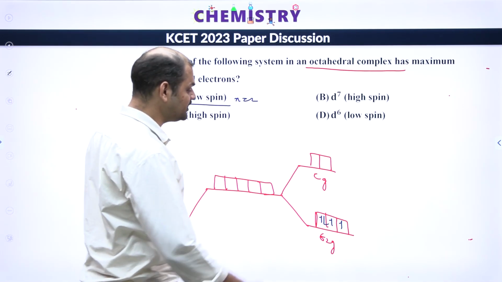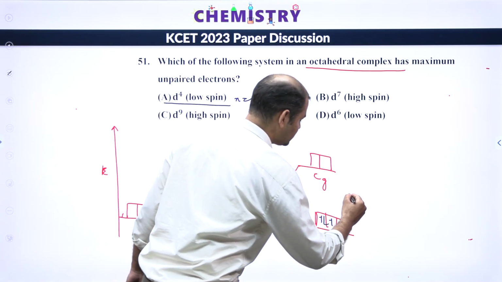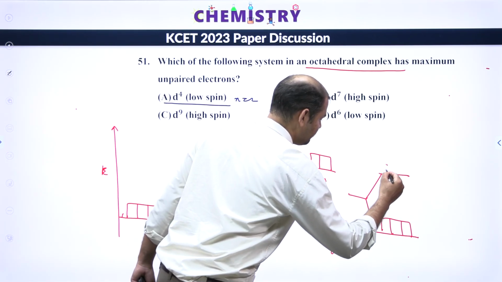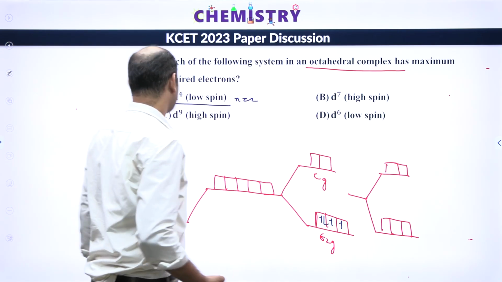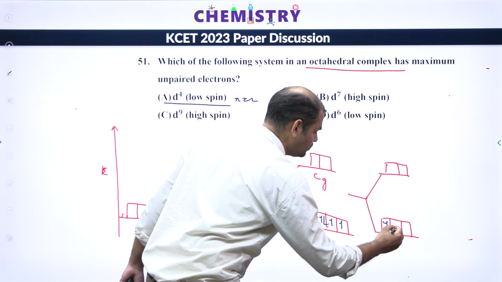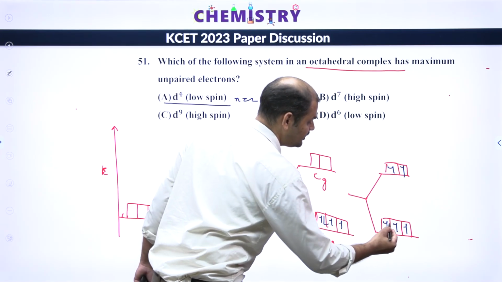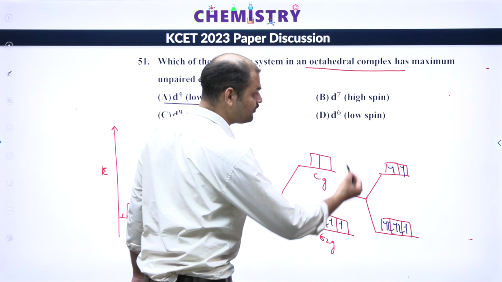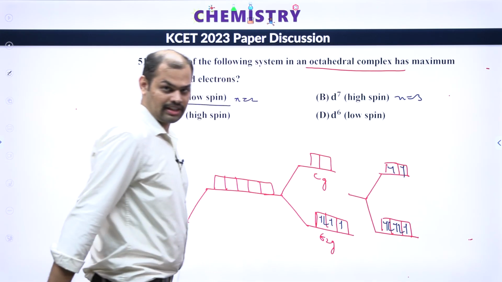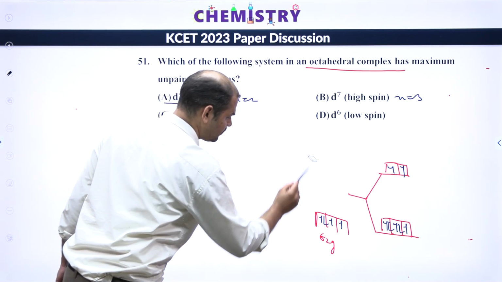Let us check the next one, D7 high spin. In this case, I am going to draw a new diagram for this. Observe carefully. For D7, they have mentioned high spin, so we have to fill the electrons in this manner. First electron, second, third, fourth, fifth electron, then followed by the sixth and seventh electron. After filling 7 electrons, we have 3 unpaired electrons. So, n value is 3. Is it clear?